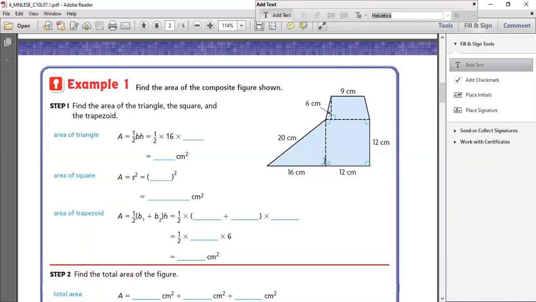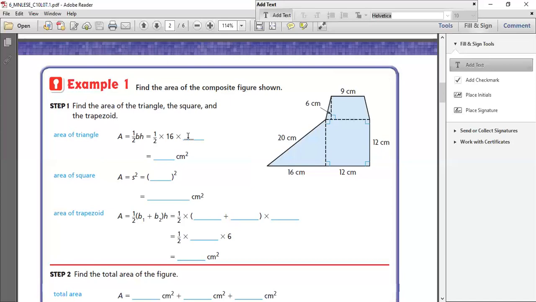You have to look at the other side and then get the measurement, whichever is missing. So this is the height of the triangle. They did not give it to us, but as we know, it is also the side of a square. So all the sides of a square are equal. So this square has a side length of 12. So this is also going to be 12. So it's going to be half multiplied by 16 multiplied by 12.